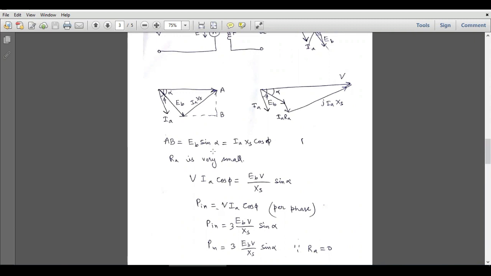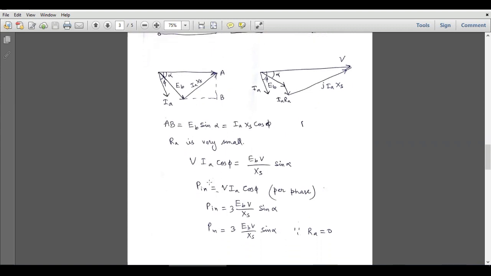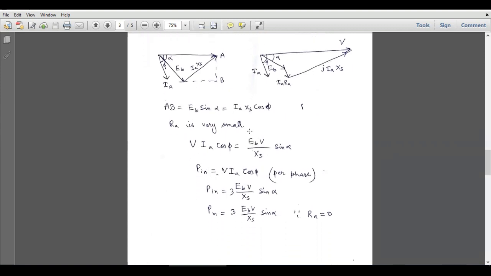So it will become EB divided by XS sin alpha equal to IA into cos phi. Now we can multiply both sides with voltage. So V EB over XS sin alpha is equal to V IA cos phi. So V IA cos phi is equal to EB V over XS sin alpha. So this is the per phase input power P in. So it means this is also per phase input power.